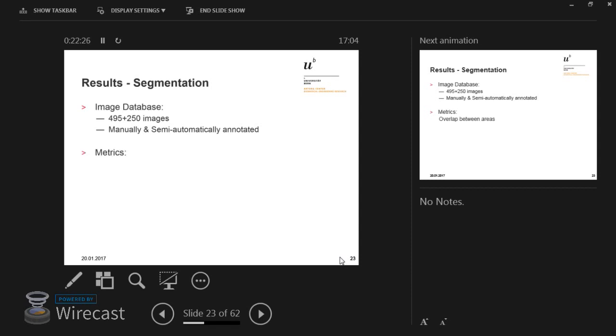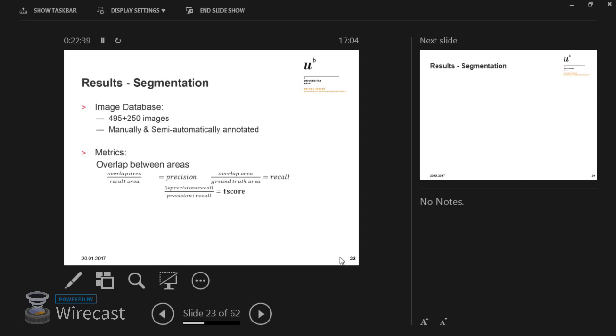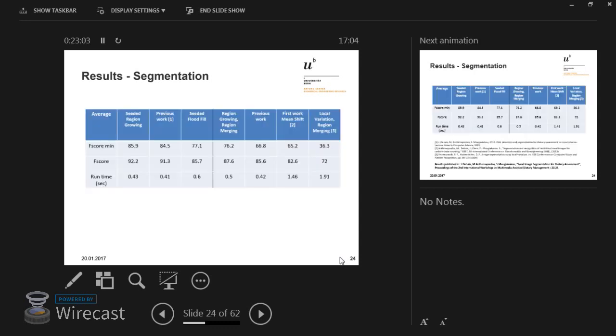For the metrics, we consider the overlap between the resulting regions and the true regions. That gives us a measure of precision, a measure of recall, and by taking the arithmetic mean, we can get an overall score that penalizes either over-segmentation or under-segmentation. Now, we actually have two versions of this score. The score that defines essentially the minimum performance per image, and the score that derives the average performance per image. And this is what we'll see in the next slide.